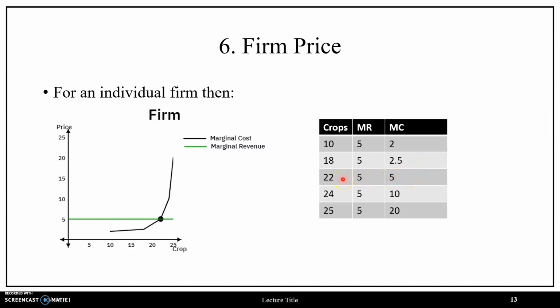With crops being produced at 22, marginal revenue and marginal cost are compatible with one another. So then our profit maximizing bundle for this particular firm would be to produce 22 crops at a price point of 5, where the price point was recovered from the market.